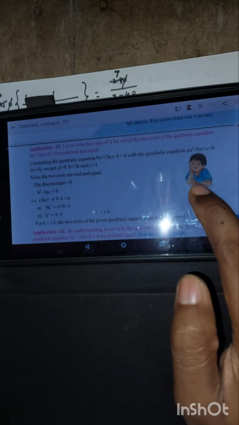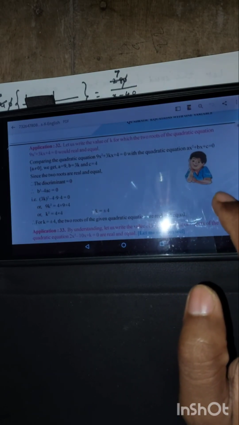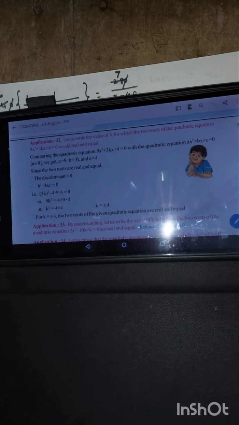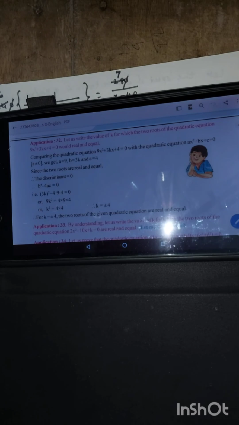Now let us do some questions before we start chapter 1.5. Application 32, it says, let us write the value of k for which the two roots of the quadratic equation 9x square plus 3x plus 4 equal to 0 would be real and equal.